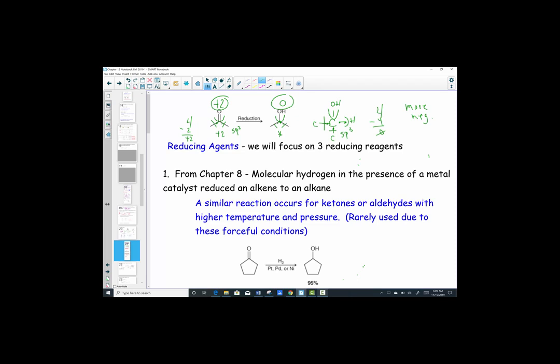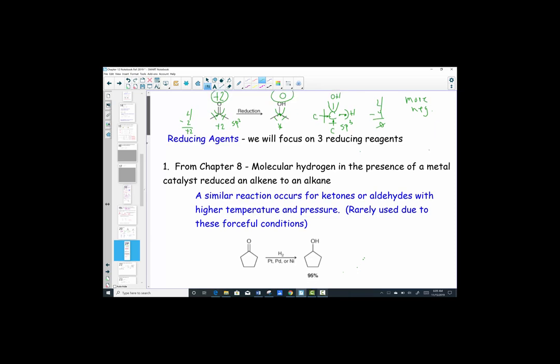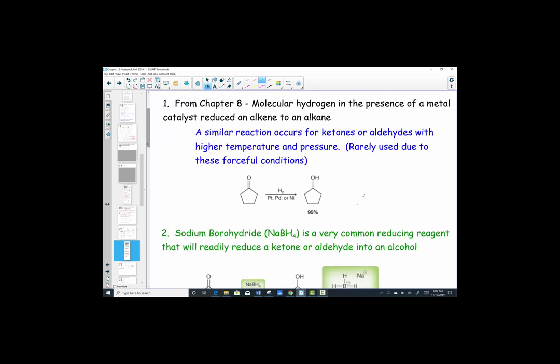And we'll see that there are 3 reducing agents that we'd like to focus our attention on. 3 reagents that can accomplish reduction. Some of these are very familiar to us from previous chapters. For instance, the first one. Recall from chapter 8, using molecular hydrogen in the presence of a metal catalyst reduces an alkene to an alkane. Indiscriminate reduction. All pi bonds are reduced with a hydrogen and a metal catalyst.